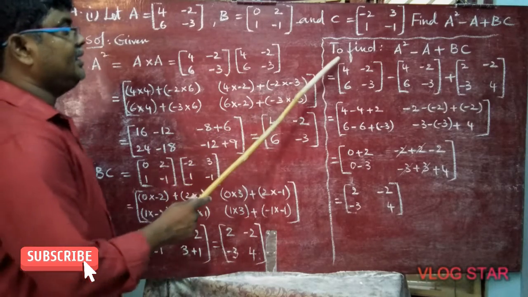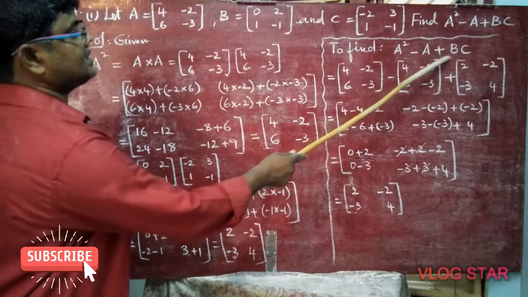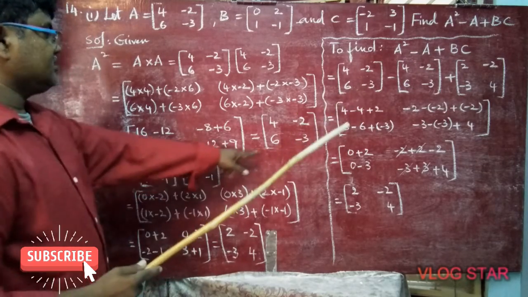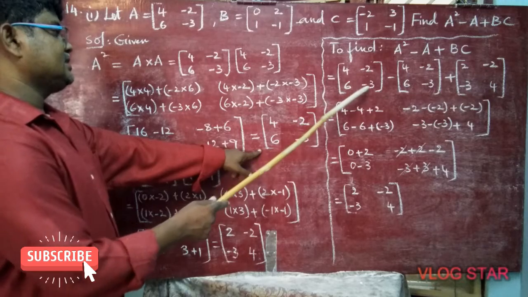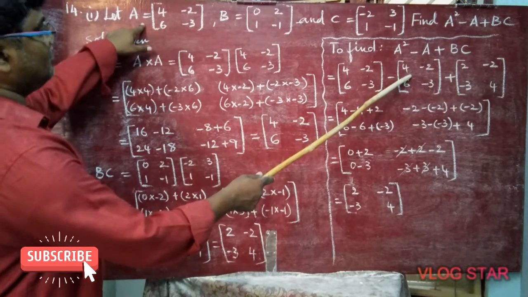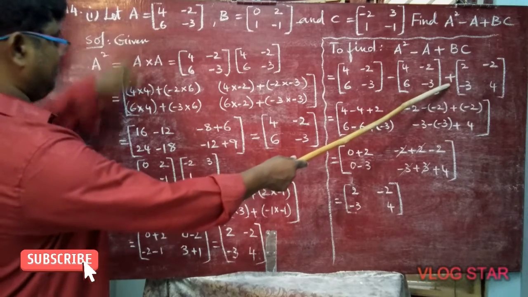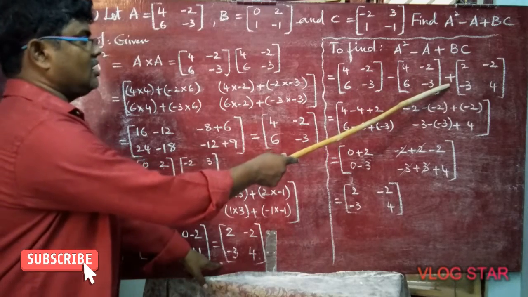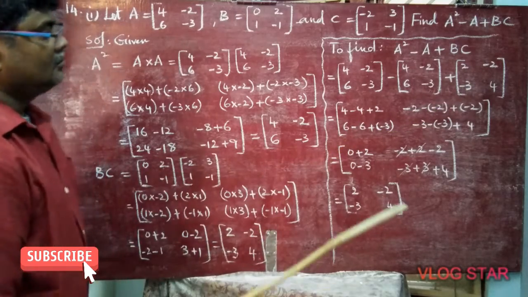What were we told to find? To find A square minus A plus BC. The value of A square we got here. Substitute. 4 minus 2, 6 minus 3. Minus, what is the value of A given in the problem? 4 minus 2, 6 minus 3. Plus BC. BC answer, how much did we get? 2 minus 2, minus 3, 4.